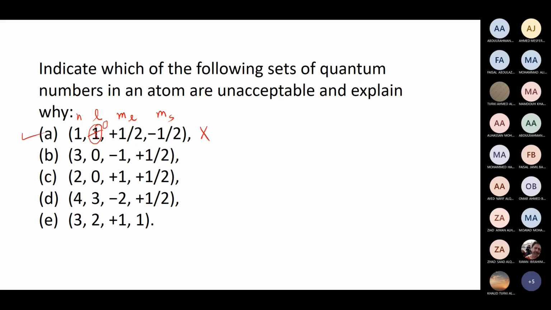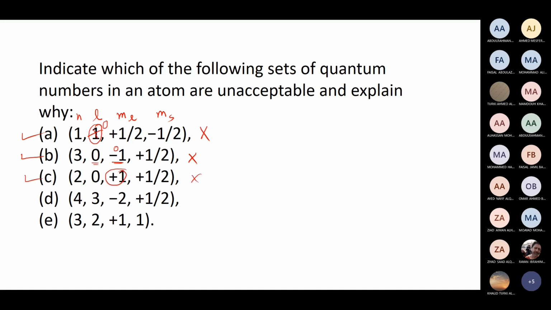Okay, good. Second one, B, is it correct or not correct? Not correct. Why? m_l should be 0. Yes, m_l can take from minus l to plus l. So if l is 0, this cannot be other than 0 because it will be minus 0 to plus 0, which is 0. And so this is also wrong. How about the third one, C? The same. Also wrong. It cannot be other than 0, exactly.